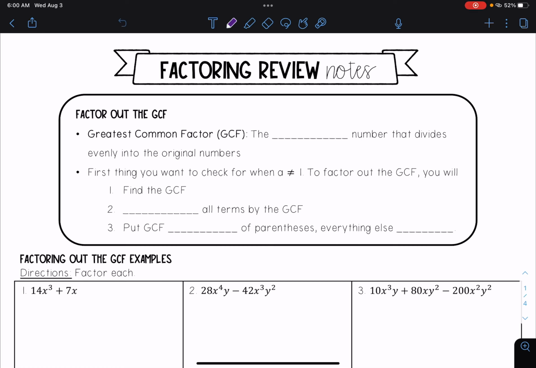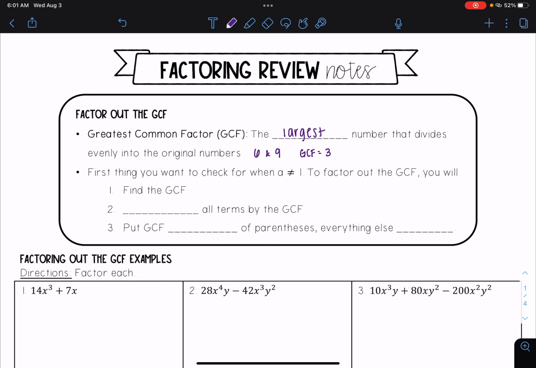GCF stands for greatest common factor, and what this means is it is the largest number that divides evenly into the original numbers. So for instance, if I was finding the GCF between 6 and 9, the GCF here would be 3, because 3 is the largest number that goes into both 6 and 9. And so the first thing we want to check for when we are factoring quadratic expressions is to see if there is a GCF.